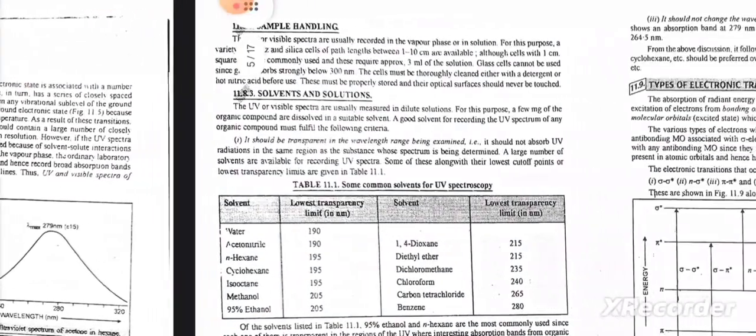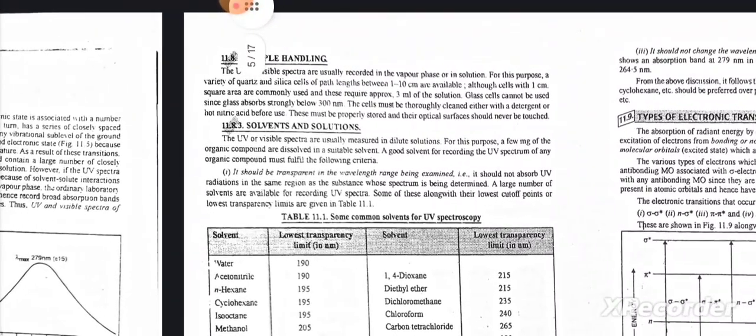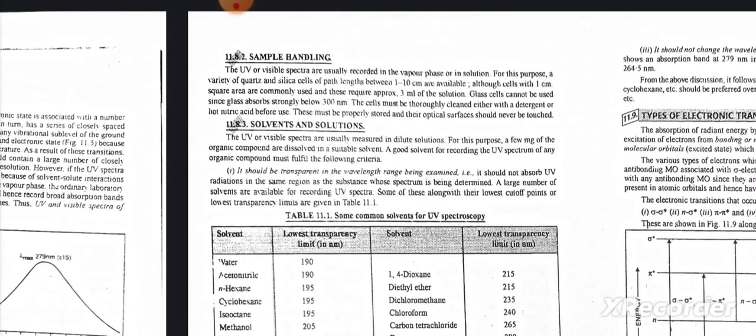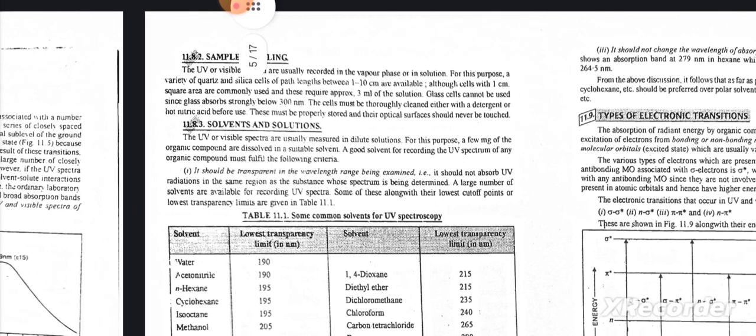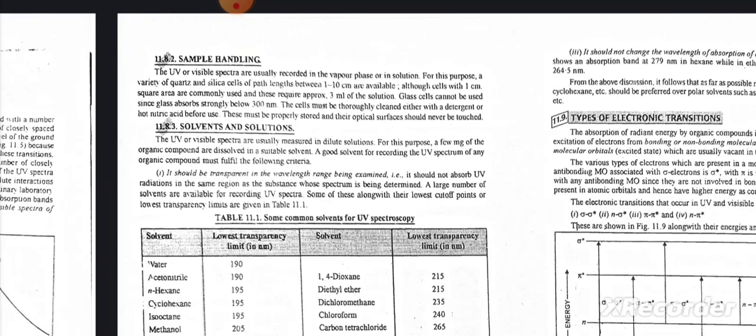So now we will talk about sample handling. The UV visible spectra are usually recorded in vapor phase or in a solution. For this purpose, a variety of quartz and silica cells of path lengths between 1 to 10 cm are available, although cells with 1 cm square area are commonly used, and these require approximately 3 ml of the solution. Glass cells cannot be used since glass absorbs strongly below 300 nanometers. The cell must be thoroughly cleaned either with a detergent or hot nitric acid before use. These must be properly stored and their optical surfaces should never be touched.